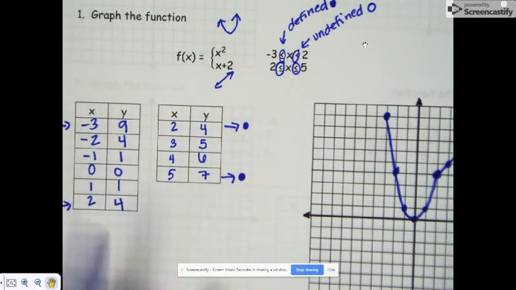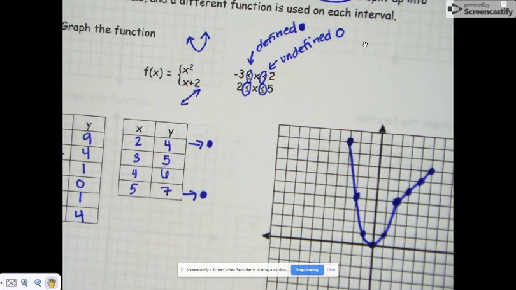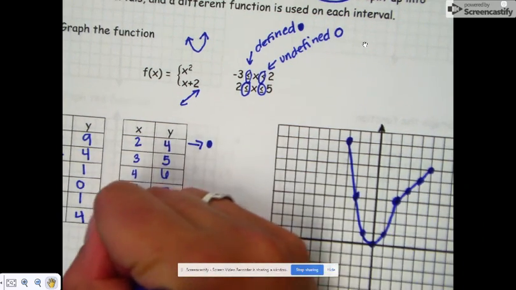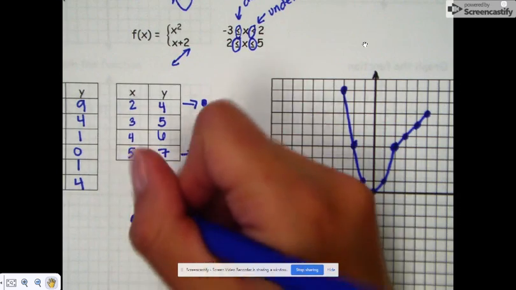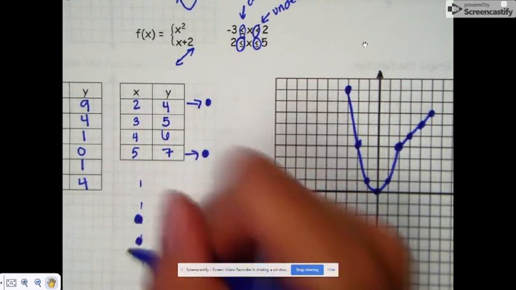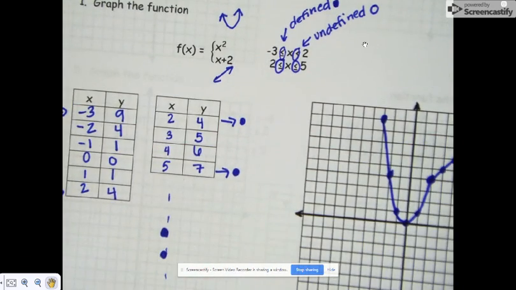Okay? The reason that these points are open and closed, if they were both closed, sometimes you'll run into when there's discontinuous. If there's 2 points open or 2 points closed like this, right on top of each other, this wouldn't pass the vertical line test. Okay, so I'll show you some more examples if you're not understanding that just yet. Don't worry about it. We'll practice some more examples.